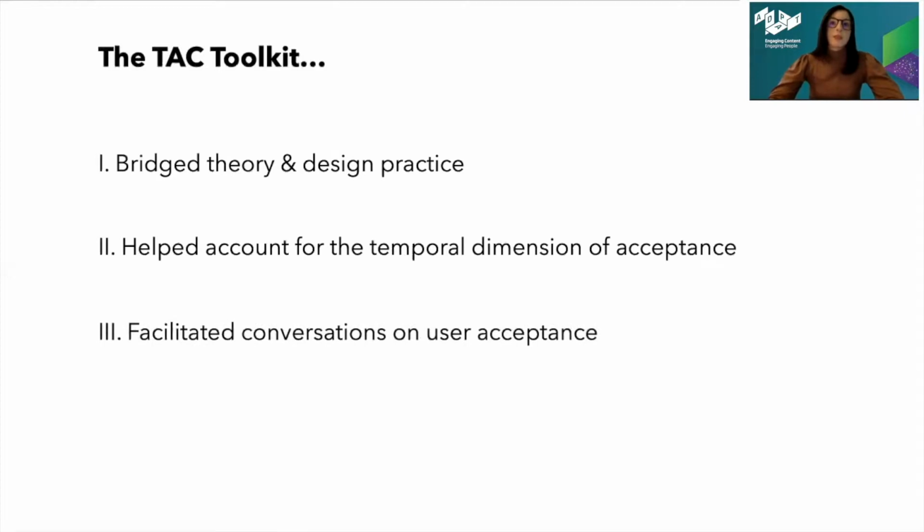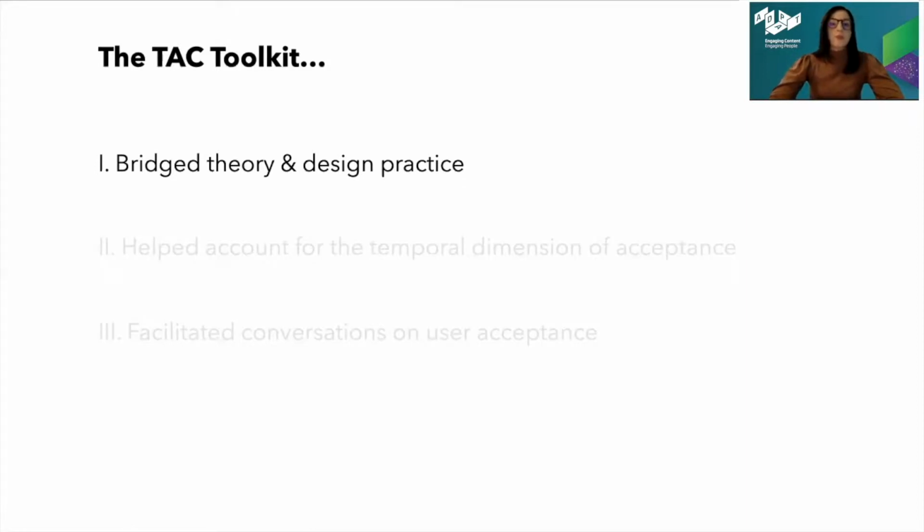Designers' comments and interactions revealed 3 main improvements brought by the TAC Toolkit. First, it bridged theory and design practice. Then it helped account for the temporal dimension of acceptance. And finally, it facilitated conversations around user acceptance. For time today, I will just review the first aspect.